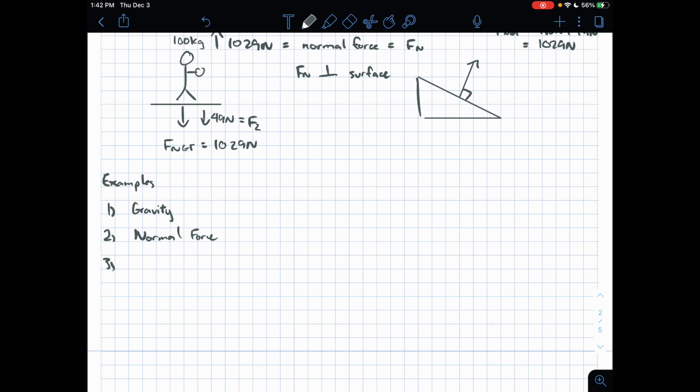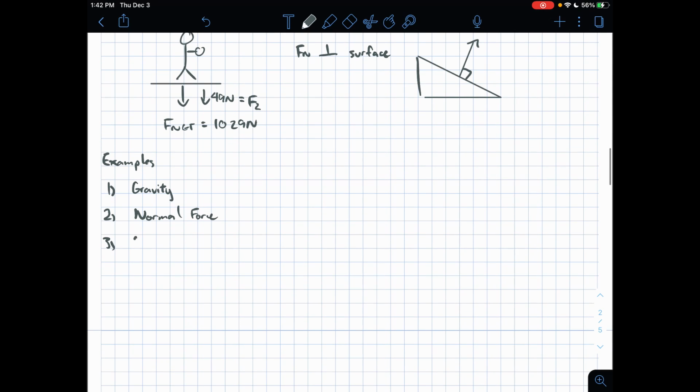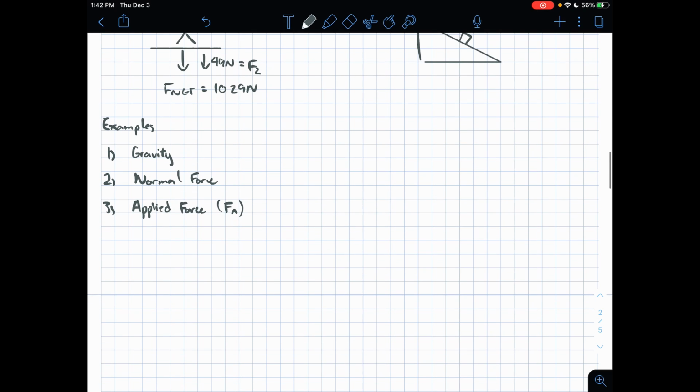The third type of force is the applied force. This is any deliberate force. It's typically man-made and unnatural, whereas gravity is natural, and the normal force is natural. An applied force is always going to be like an unbalanced force that pushes an object. And this is denoted with F subscript A.